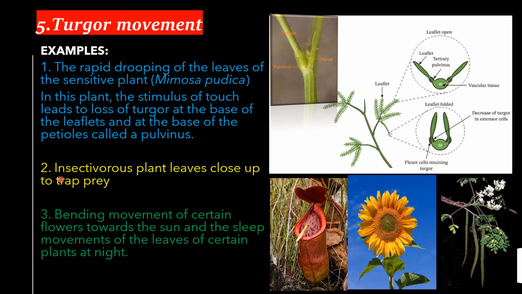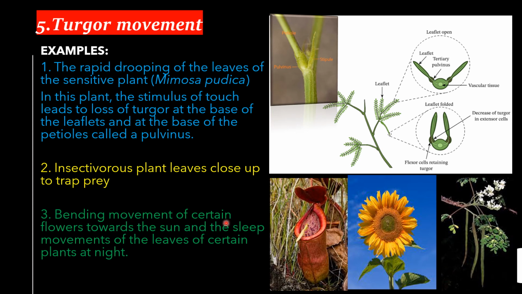The next point, insectivorous plant leaves close up to trap prey. Here you can see this is an insectivorous plant. Which plant is this? This is pitcher plant. This is a leaf modification. Insectivorous plant leaves close up to trap prey. This is due to turgor movement.